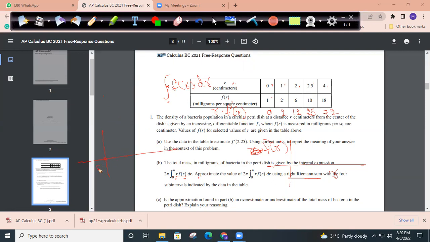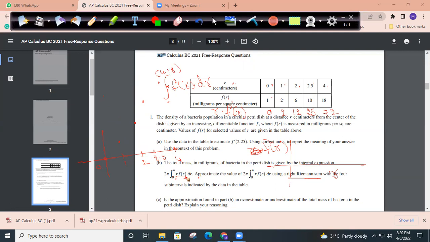When x is equal to 0, it is 0. When x is equal to 1, it is 2. When x is equal to 2, this is 12. When x is equal to 2.5, this is some 25. When x is equal to 4, it is 72. Listen to me carefully here. You definitely understand everything. This is 4, 72.